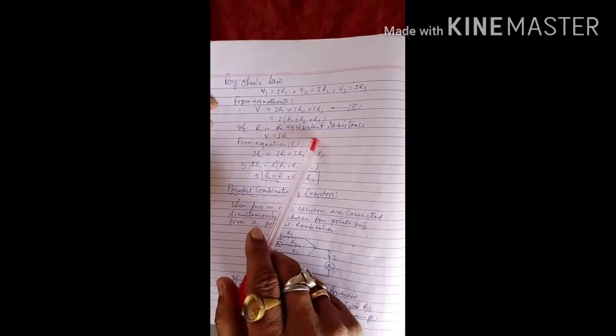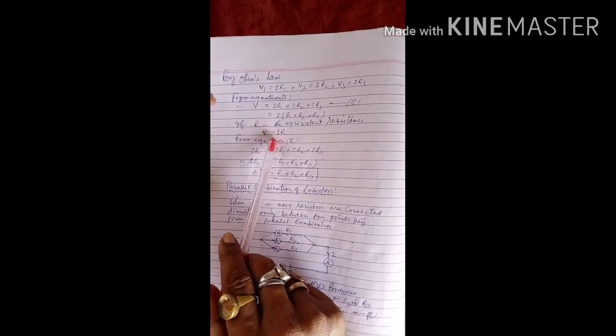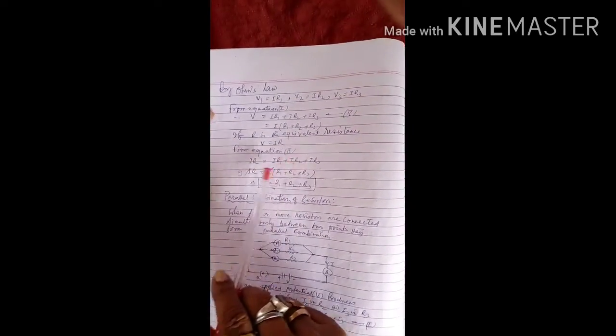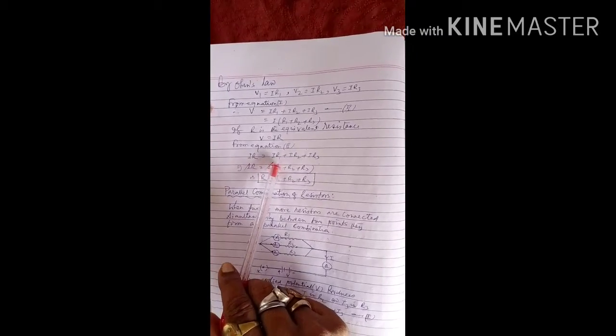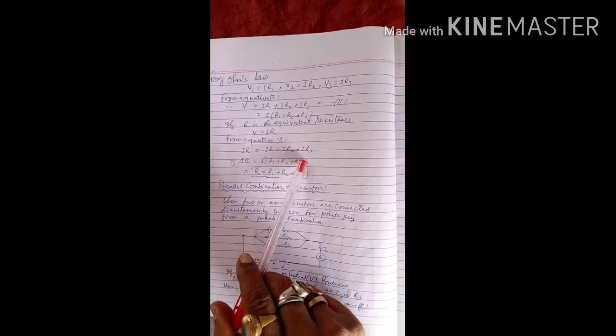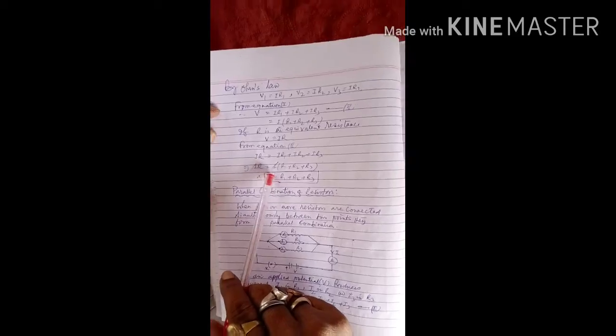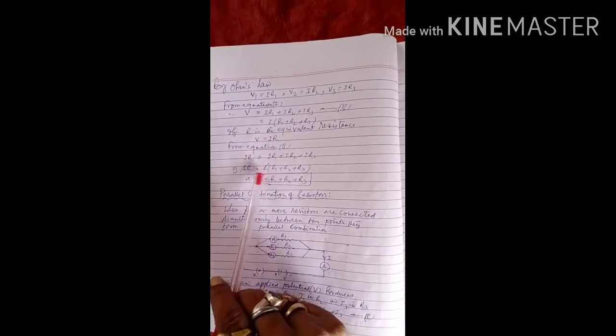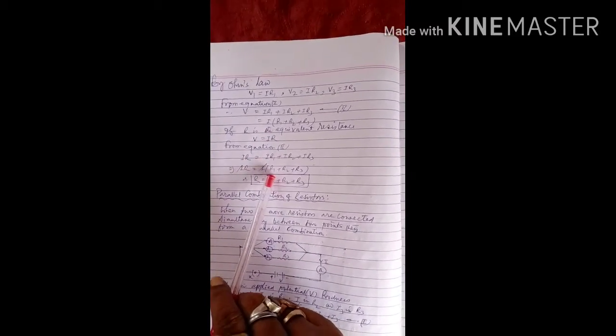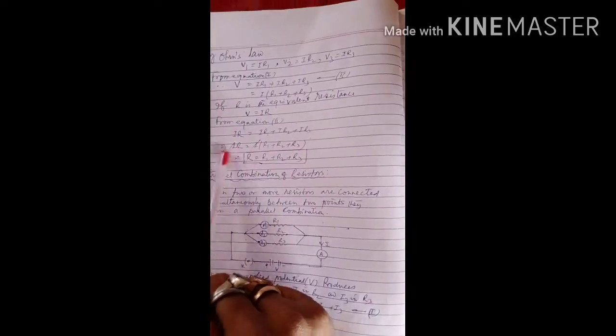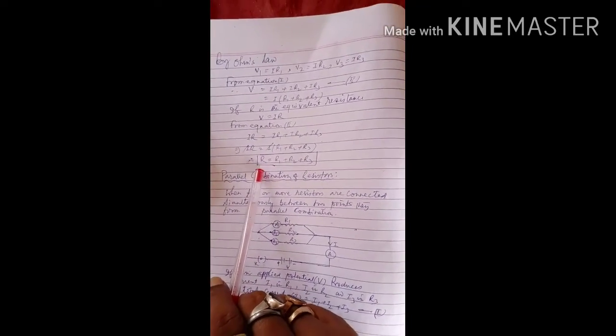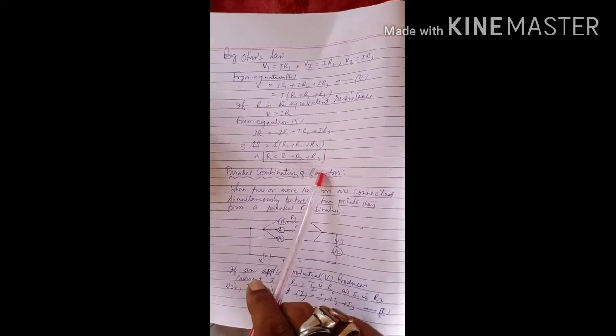If R is the equivalent resistance, V is equal to IR. From equation 2, IR is equal to I R1 plus I R2 plus I R3. IR is equal to, taking I common, I times R1 plus R2 plus R3, I will cancel. Therefore, R is equal to R1 plus R2 plus R3.